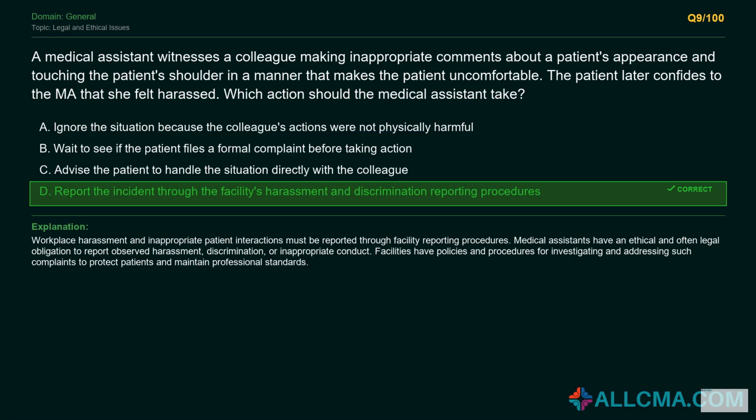Workplace harassment and inappropriate patient interactions must be reported through facility reporting procedures. Medical assistants have an ethical and often legal obligation to report observed harassment, discrimination, or inappropriate conduct. Facilities have policies and procedures for investigating and addressing such complaints to protect patients and maintain professional standards.